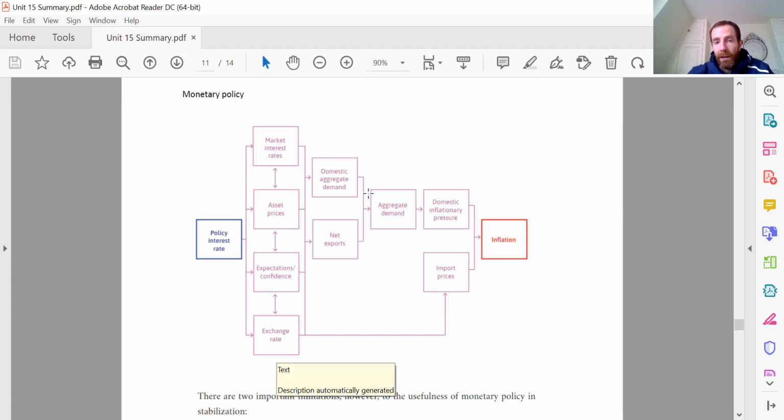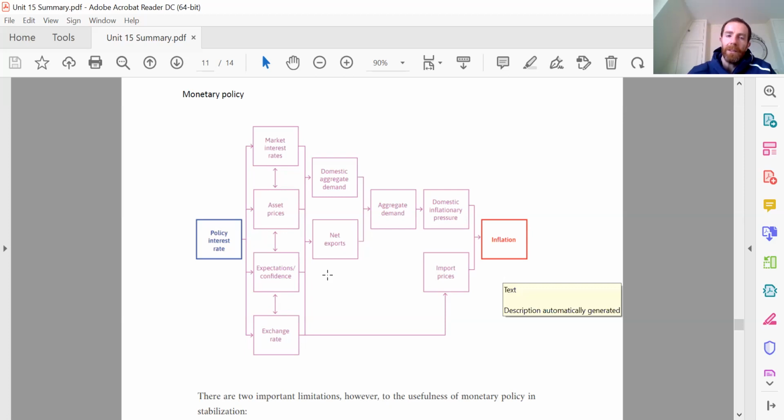And all of these things then tie into what's going to be the level of net exports that we see, what's the level of aggregate demand in the domestic economy, and that together gives us the level of aggregate demand. And the level of aggregate demand is going to determine what level of inflationary pressure we have in the domestic economy. And then we see the exchange rate is going to have an impact on import prices. And these things taken together can then have an impact on inflation.